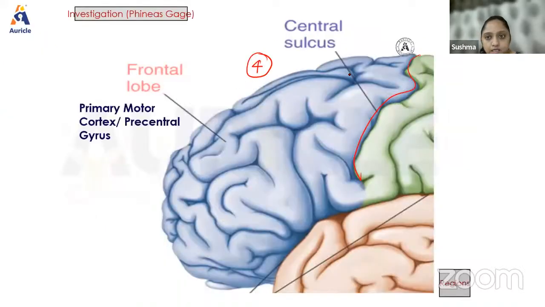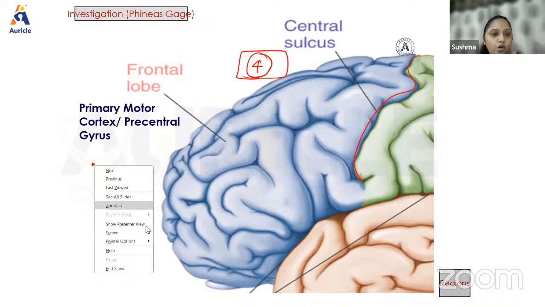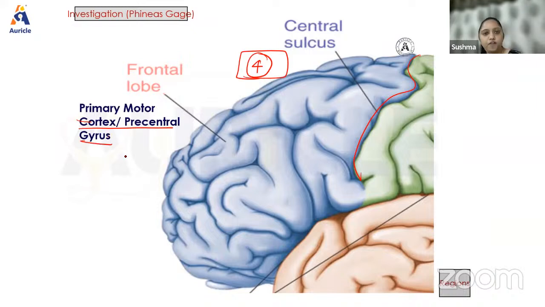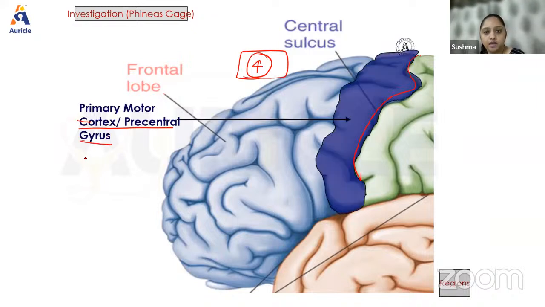So this is the central sulcus, and here is the motor or precentral gyrus. This is a highly magnified image, guys. Number 4 is the Brodmann area, and what is the function of this area? It is the motor cortex, or precentral gyrus. Very, very important area, guys.